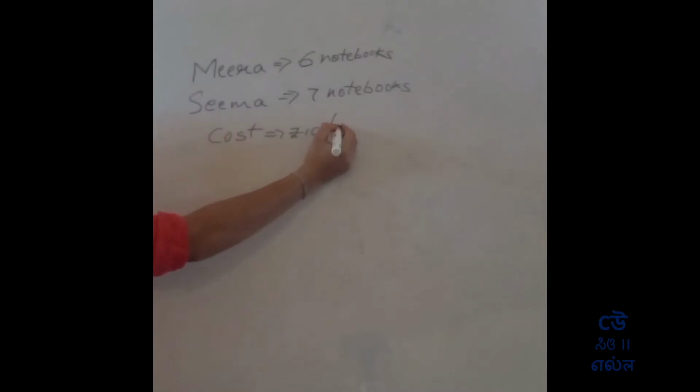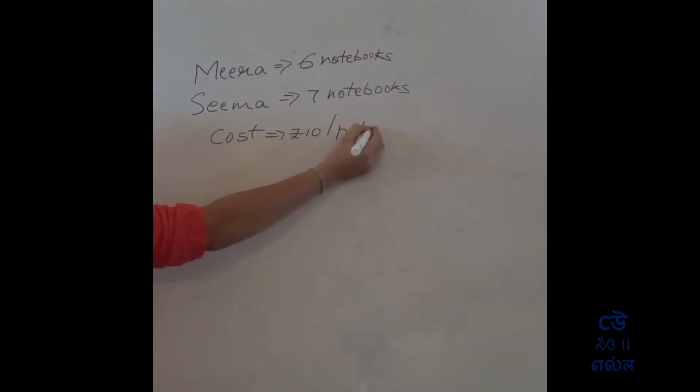And what was the cost of each notebook, children? Cost was rupees 10 per notebook. So 6 into 10 will be 60 rupees. So Meera, how much did she pay? 60 rupees. So 7 into 10, 7 notebooks. So 1 notebook costs 10 rupees. So 7 into 10 cost 70 rupees.